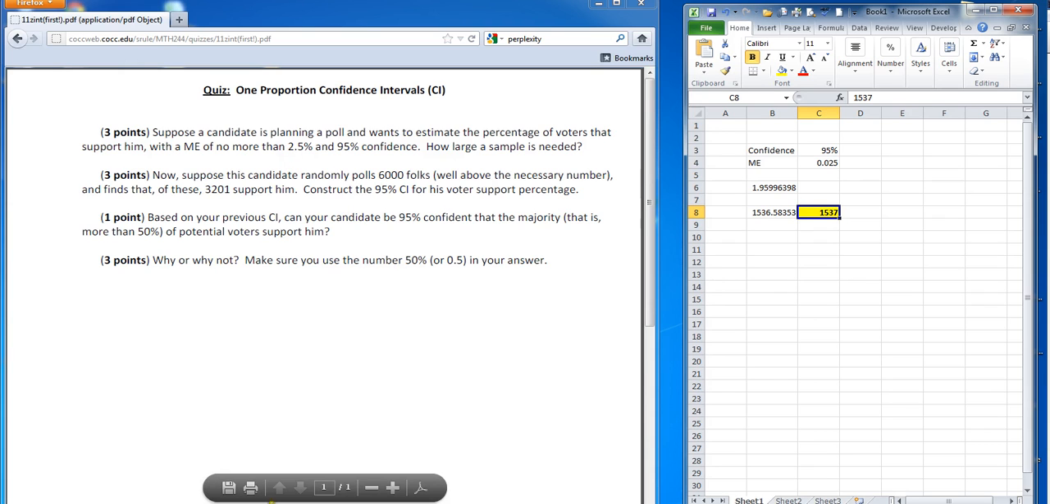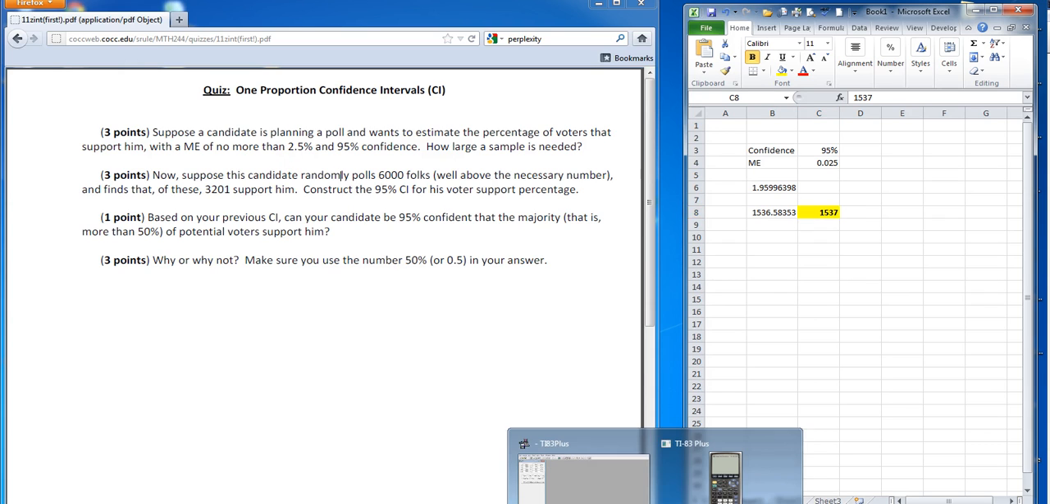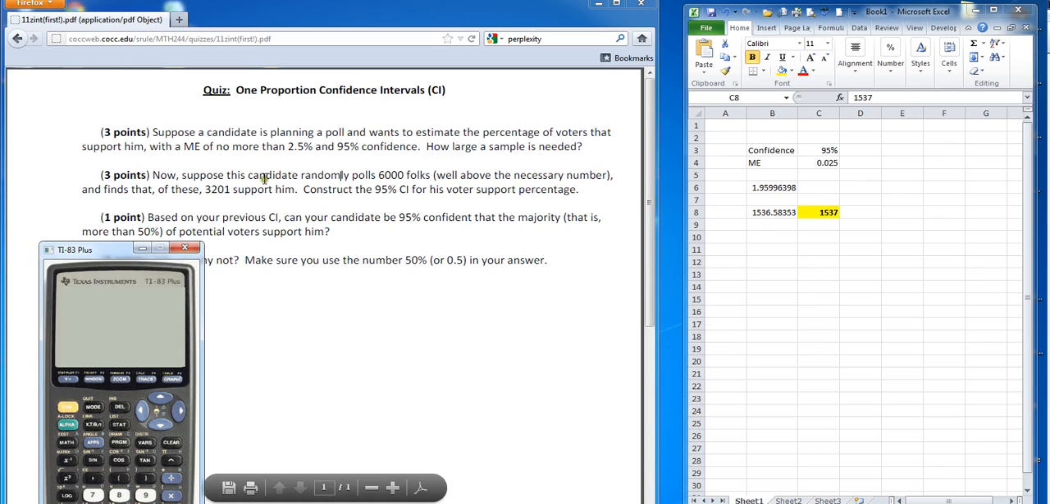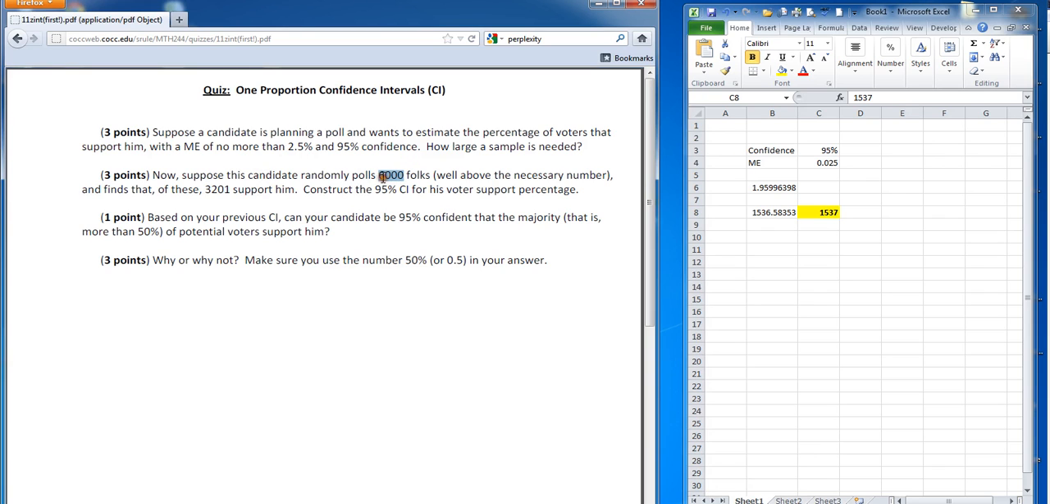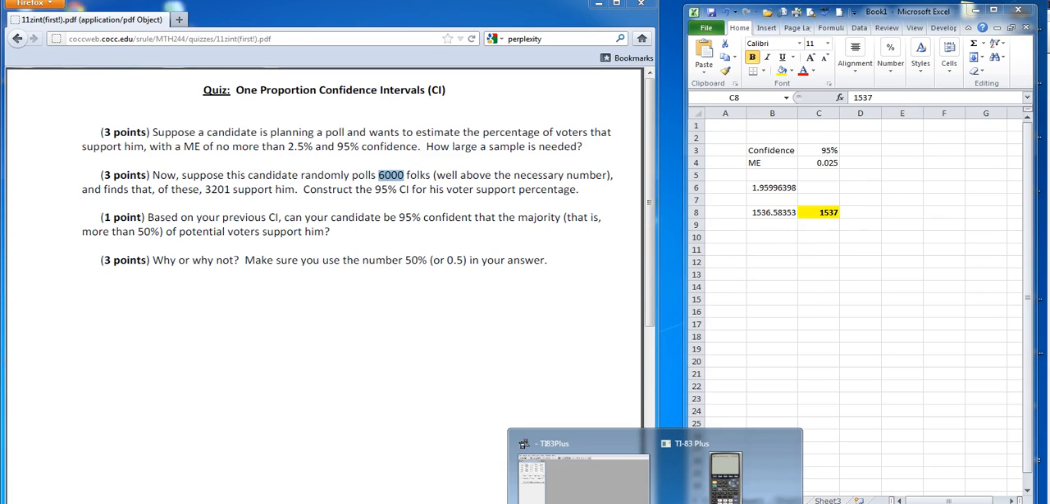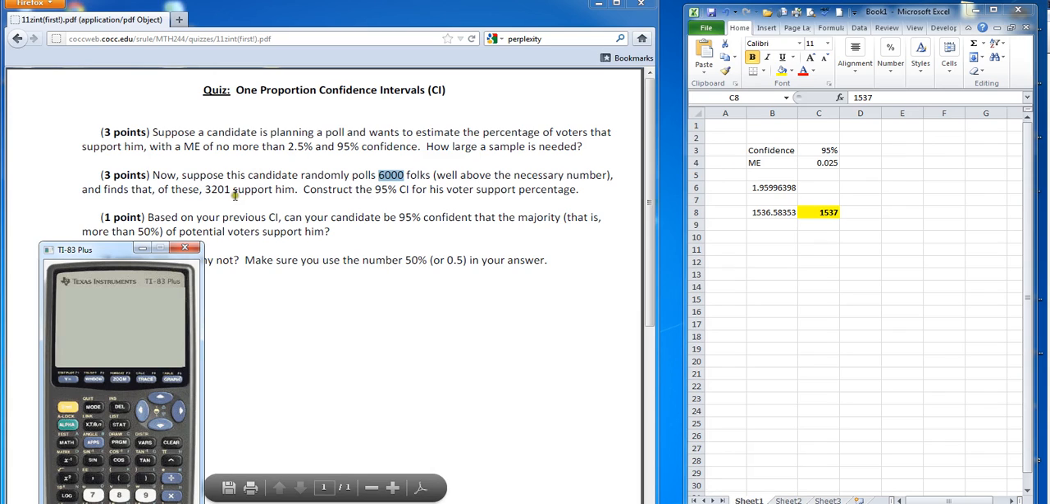Okay. Number two, what does it ask? It says, suppose the candidate randomly polls 6,000 folks, which is well above the 1537 you just calculated, and of those, 3,201 support them. Construct the 95% confidence interval for his support.